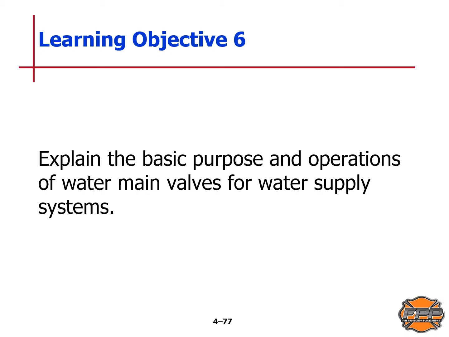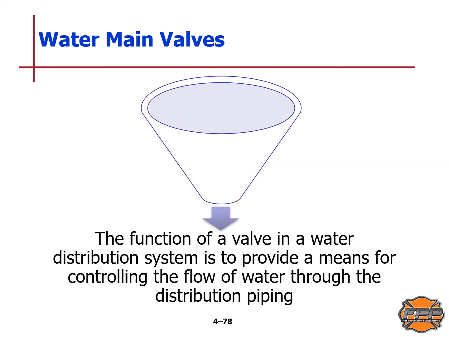The next learning objective we're going to cover is we will explain the basic purpose and operations of water main valves for water supply systems. The function of a valve in a water distribution system is to provide a means for controlling the flow of water through the distribution piping.